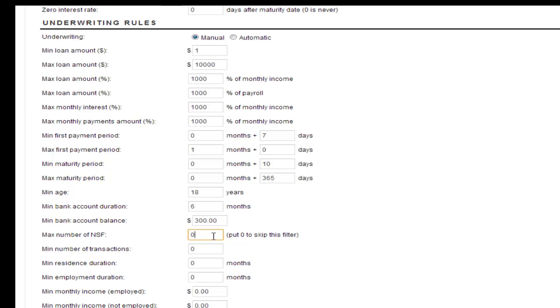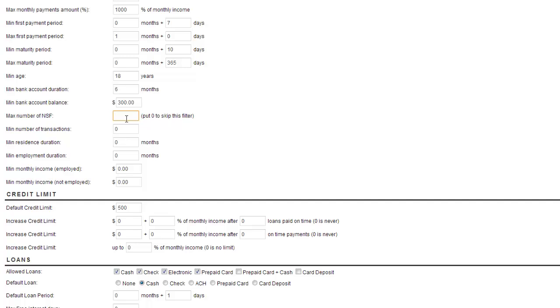Max number of NSF, or non-sufficient funds. Here you will set a maximum number of NSFs a customer can have on a bank account. If the customer has more NSFs, or again non-sufficient funds, than this number, loan processors will not be able to approve the loan. Right now we'll say we'll give them 3. 3 strikes and they're out. But we're feeling generous today, so that's what we'll go ahead and do. But if you're not as generous as I am, you can go ahead and put in a different number there.